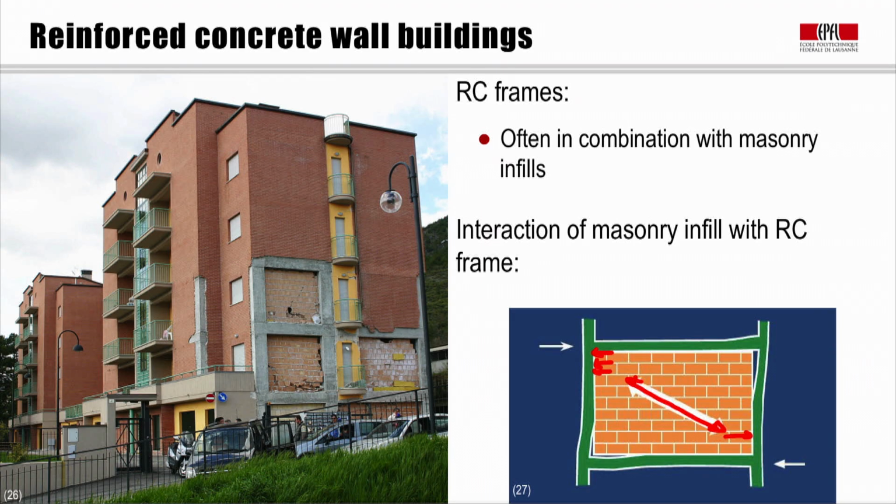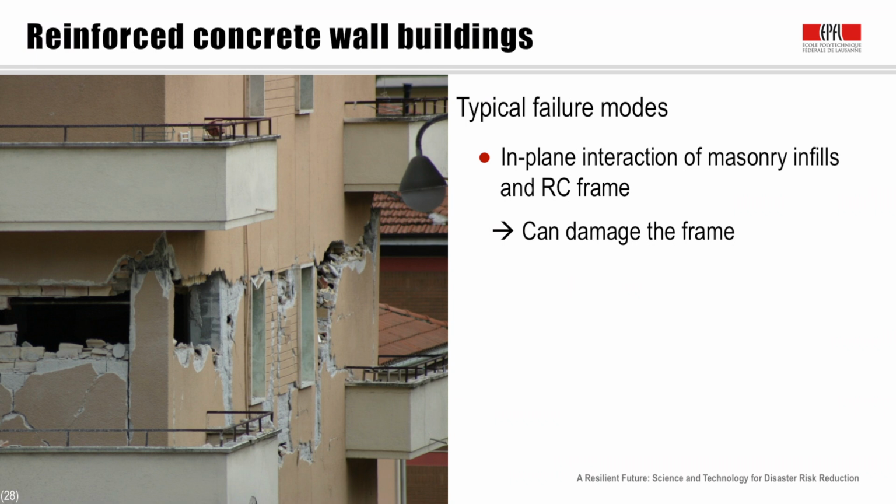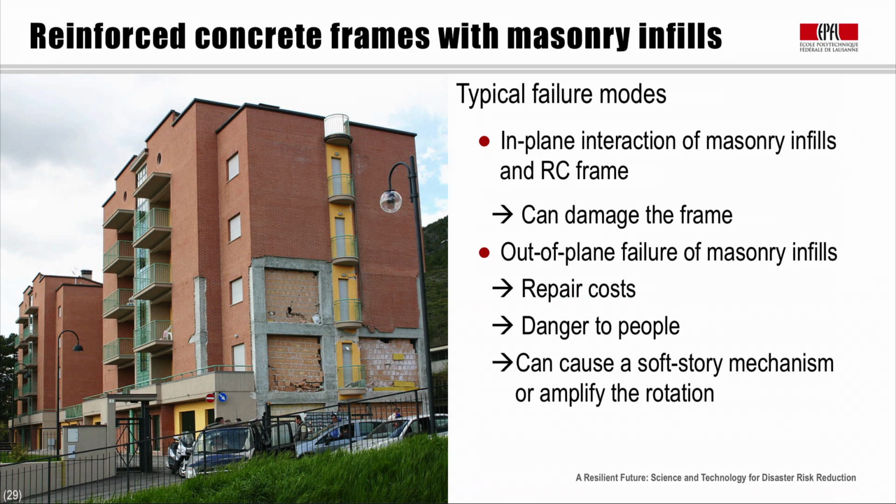This can have 2 effects. For one, this force in the diagonal compression strut can become rather large, and when it pushes against the reinforced concrete frame, it can damage this frame, and in particular the joint. You can see an example of such damage here on the left. Further, this force can also damage the masonry infill itself and lead to typical diagonal shear cracks.